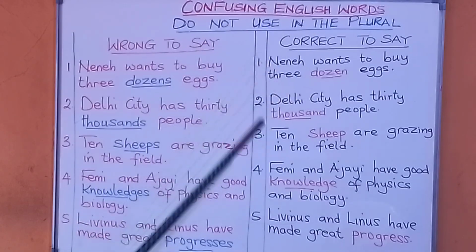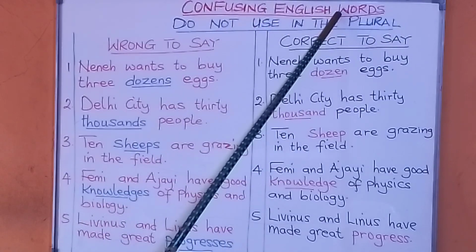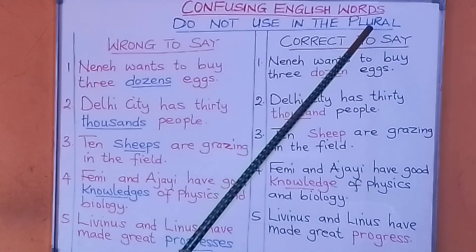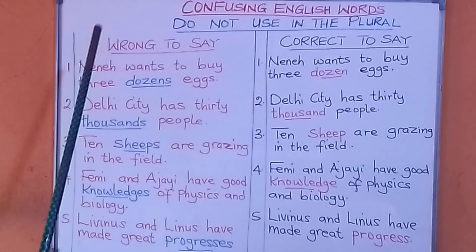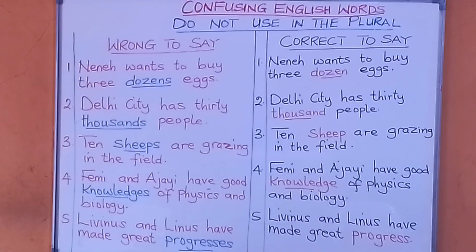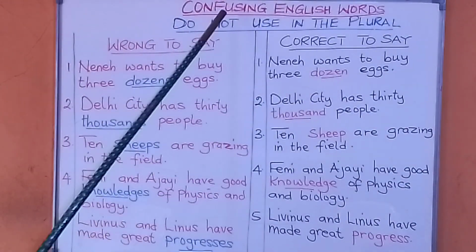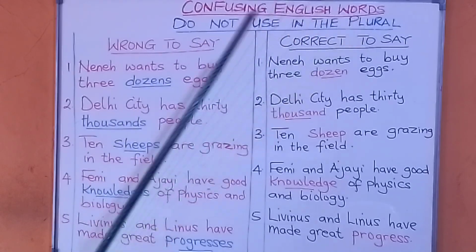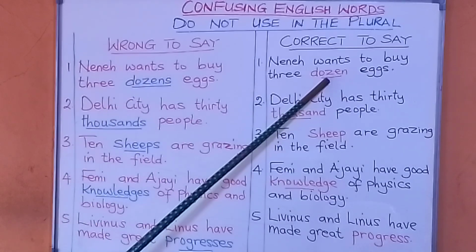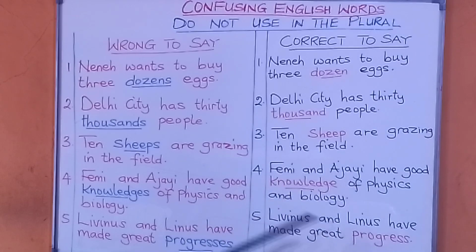So we are looking at words that we do not use in the plural. Some English words that we do not use in the plural. We have taken some lessons before: bread, fish, hair. Today we are going to look at dozen. Remember we said confusing English words, English words that we do not use in the plural. For example, dozen, thousand, sheep, knowledge, progress.